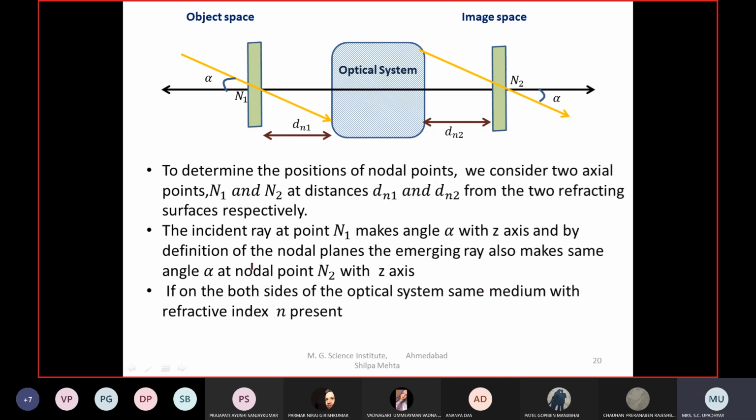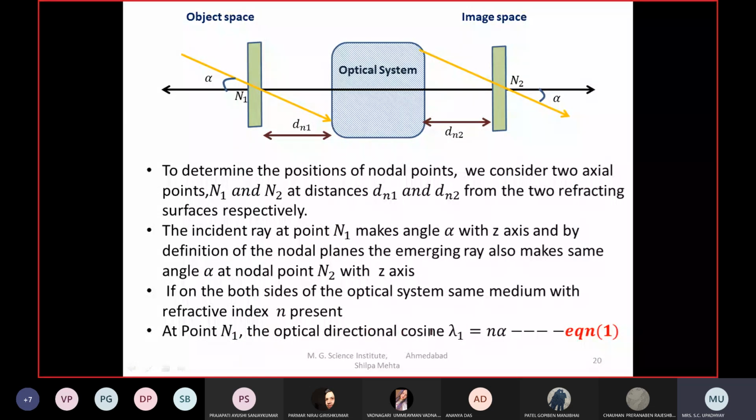Both the rays are propagating in the medium of refractive index n. So on both sides the medium is the same, and the refractive index of both is n. So at point n1 we can say that the optical directional cosine lambda 1 is equal to how much?